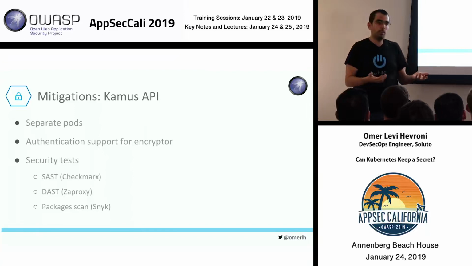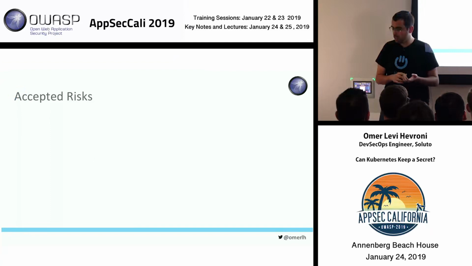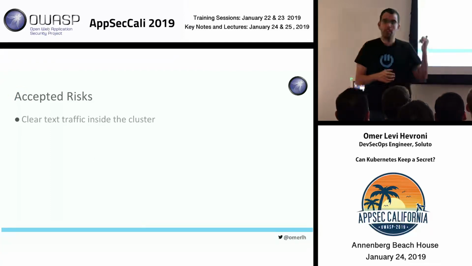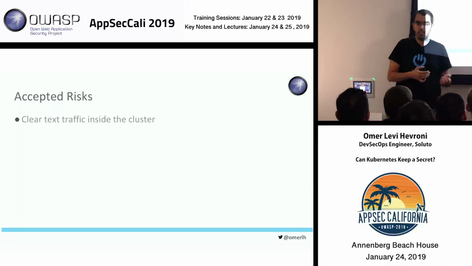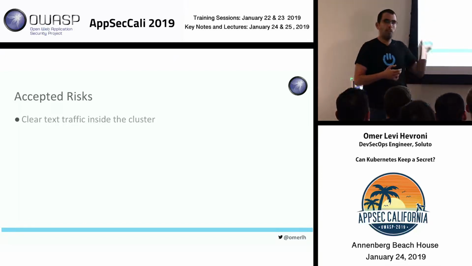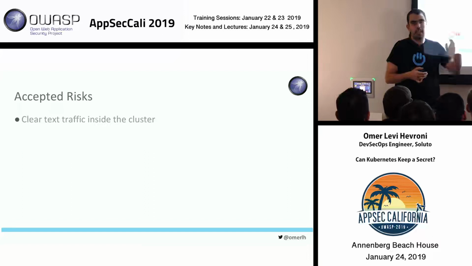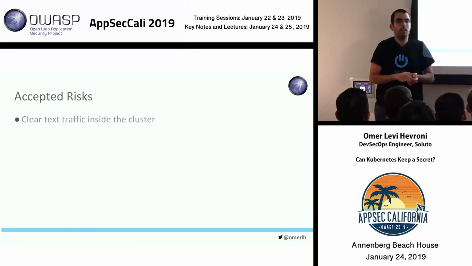Now, of course, like in any good threat model, we have some accepted risk. So now let's talk about them. And I want to start with this one. Currently, inside the cluster, all the traffic to Camus is clear text. We decided to go without HTTPS encryption inside the cluster, not outside the cluster.